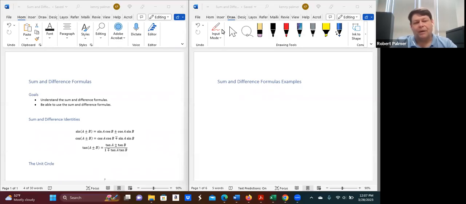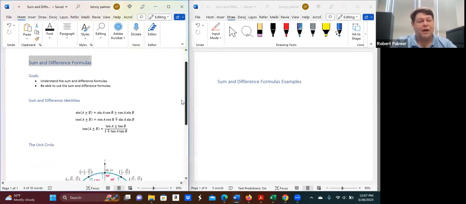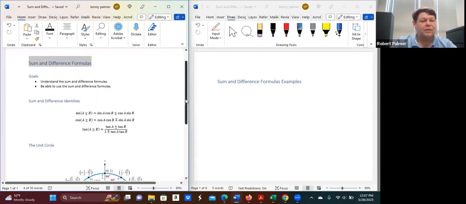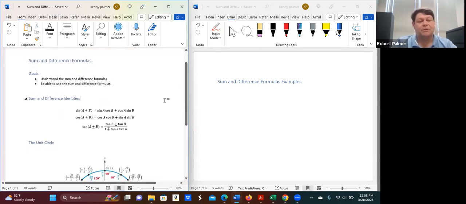Hello, everyone. Welcome back. Today, we'll learn about the sum and difference formulas. So our goal is to understand the formulas, what they do for us, and also be able to use these formulas to find values for trig functions. So let's take a look at these sum and difference formulas, and why they're called the sum and difference formulas.